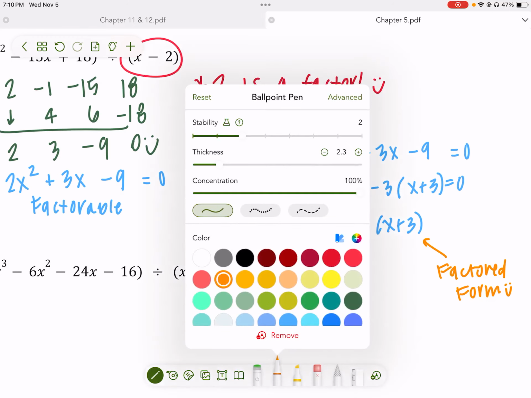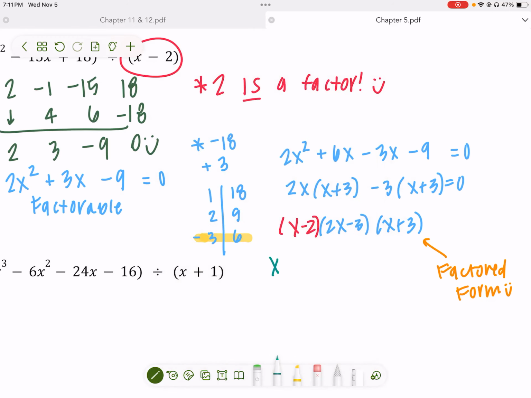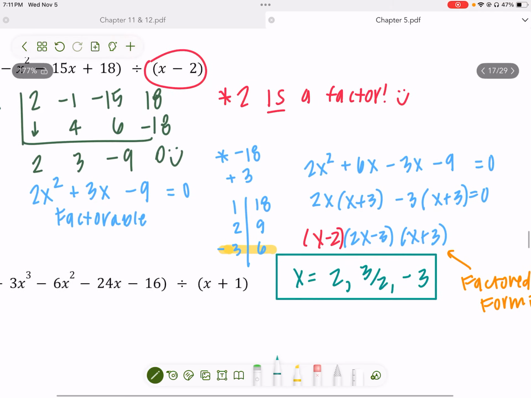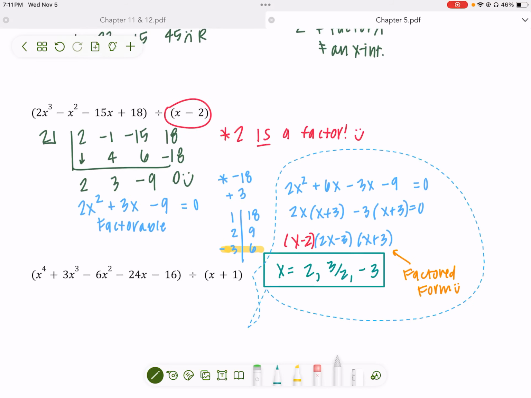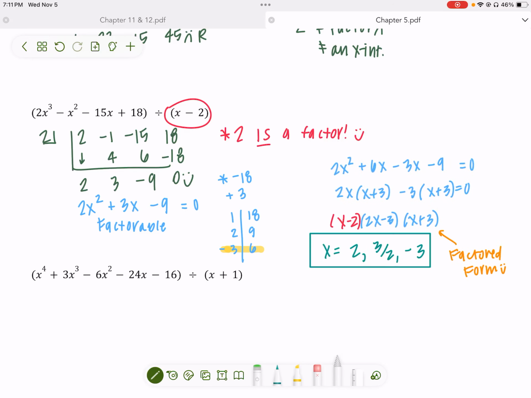Now, if you want the x-intercepts, go ahead and set everything equal to 0 and you get 2, 3 halves, and negative 3. Let me shift all this over just a little bit. There we go.